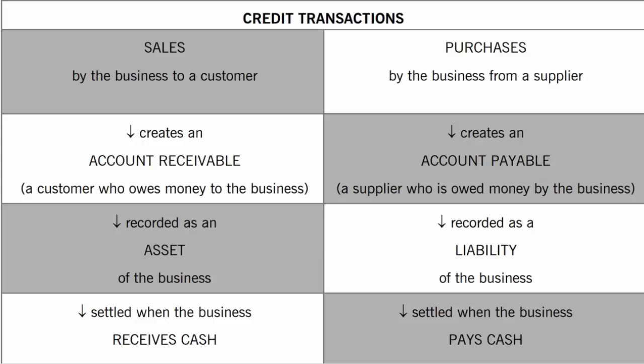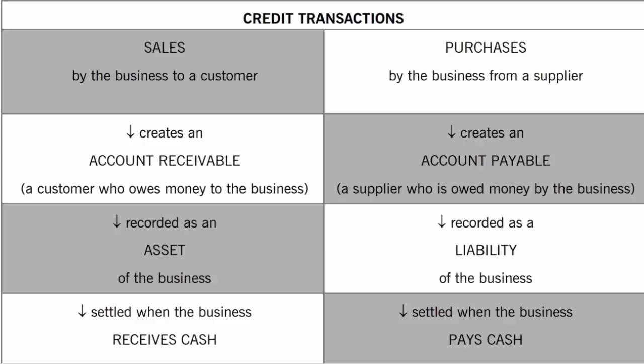Credit transactions. What's the big picture? This chart explains two common types of transactions that happen when a business deals with credit. 1. Sales on credit, which lead to accounts receivable. 2. Purchases on credit, which lead to accounts payable. These are opposites, but they're two sides of the same coin. One involves money a business is waiting to receive, and the other involves money a business owes.